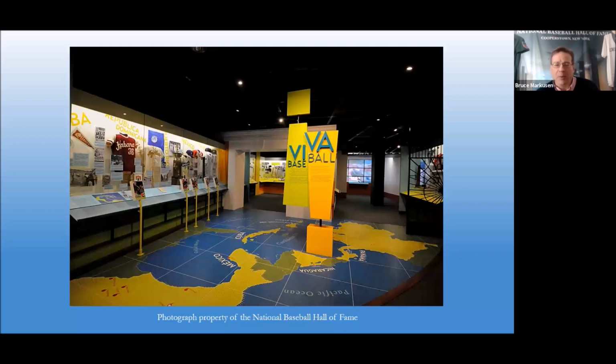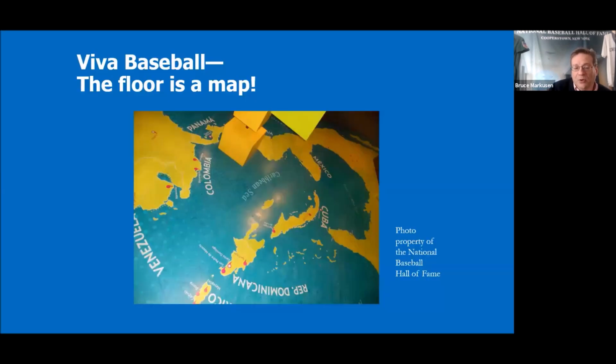Baseball is extraordinarily popular in many of the Latino countries: Mexico, Cuba, Nicaragua, the Dominican Republic, Panama, Venezuela, Colombia, and others. In some of these countries, baseball is their national pastime. In other countries, it might be second behind soccer, but it's very, very popular throughout the Caribbean. And today in the major leagues, approximately 30% of the players come from Latin America, which is really an impressive number. When you walk into the Viva Baseball exhibit, I love this fact that the floor is actually a map.